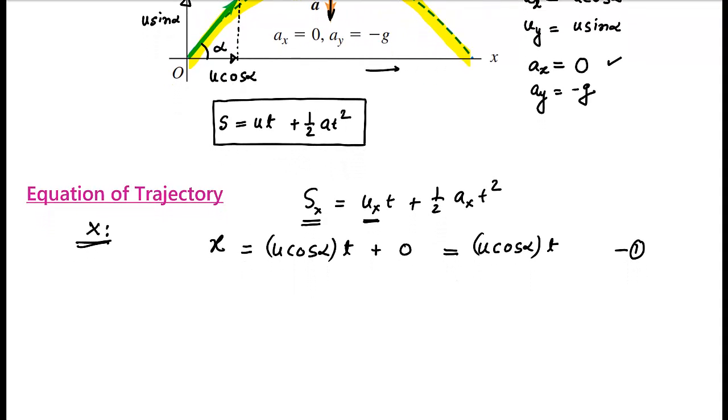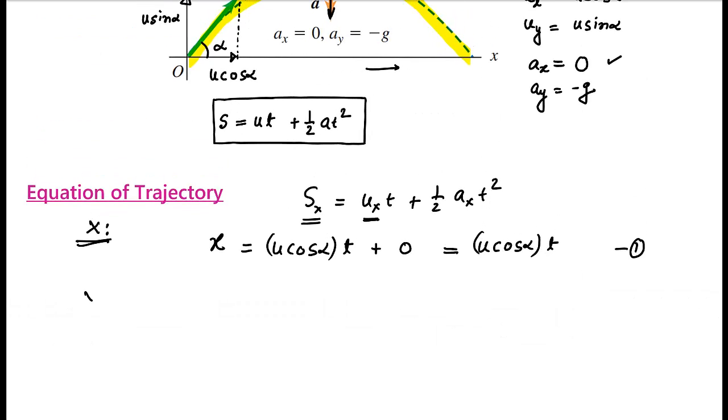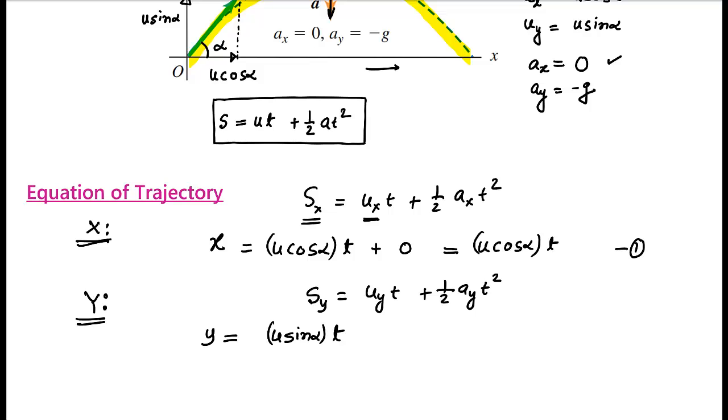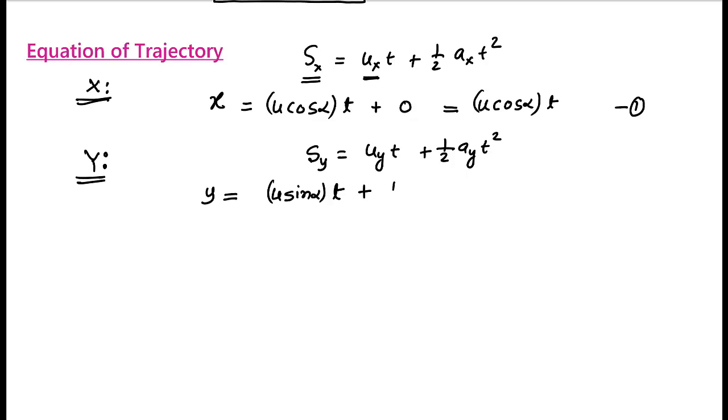Now I can again apply the same formula for the y direction. So s_y equals u_y t plus half a_y t square. What is s_y? This is the distance in the y direction, simply y. u_y is nothing but u sin alpha, times t. What is the acceleration in the y direction? This is minus g, times t square. So I have y equals u sin alpha t minus half g t square.